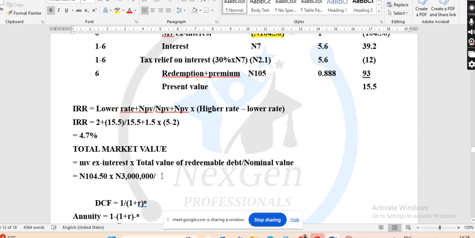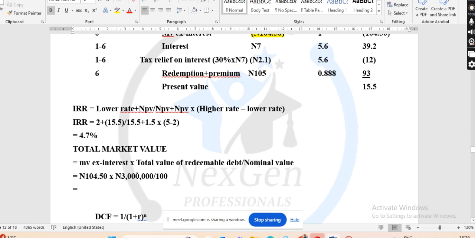The nominal value, which is 100, right? Divided by the nominal value, which is what? 100. So what will be the total market value now? So please, when you want to calculate, you don't add the premium here, because you just need the nominal value. What is the initial nominal value before the premium? That is what you will use.